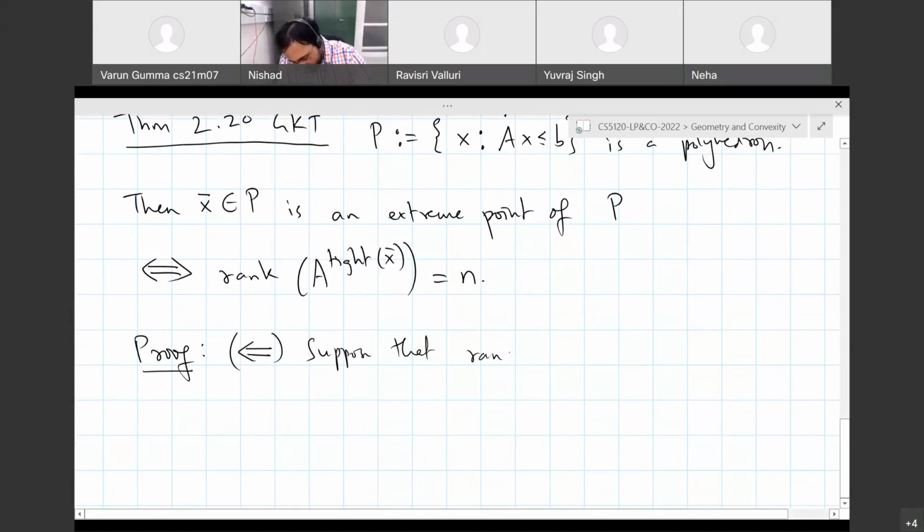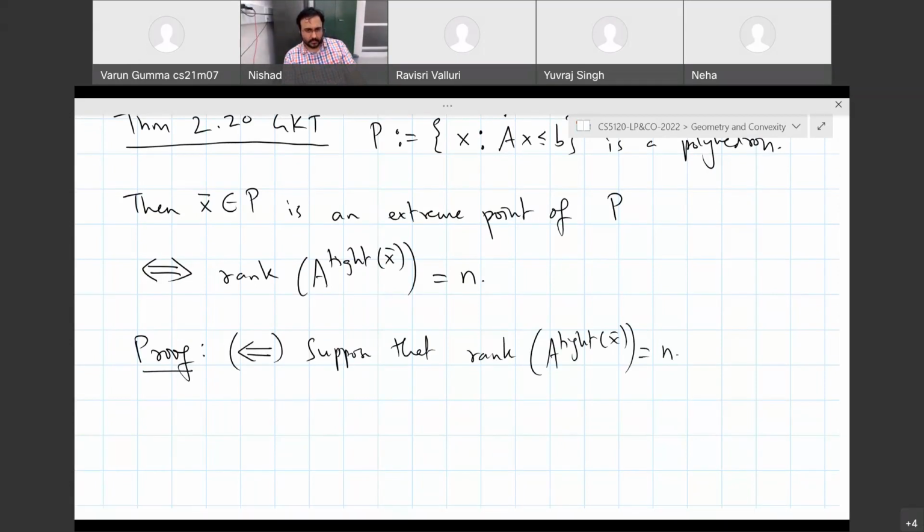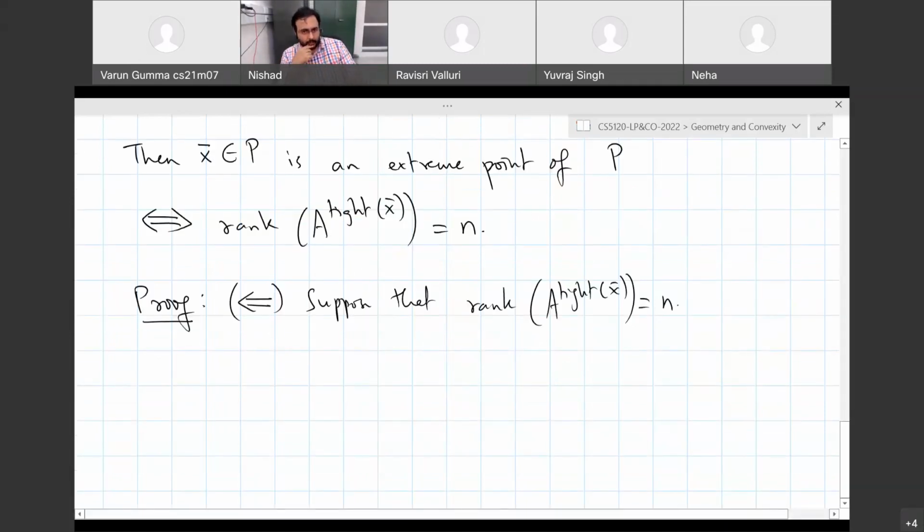the rank of this matrix is exactly equal to n. Right? And our goal is to show that this is an extreme point, which means that we cannot write it as a proper convex combination of two distinct points. But let's suppose that we could write it as a convex combination of 2 points, and then we will try to prove that the 2 points have to be the same, so they are not distinct. In fact, they will be the same as the given point.